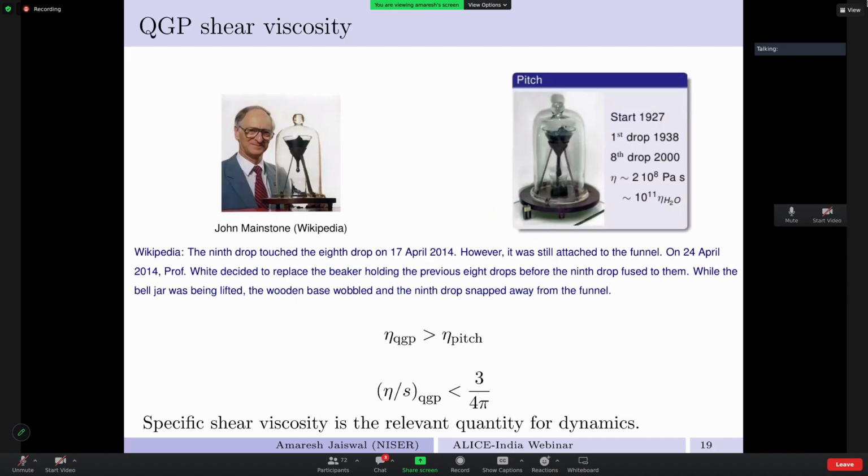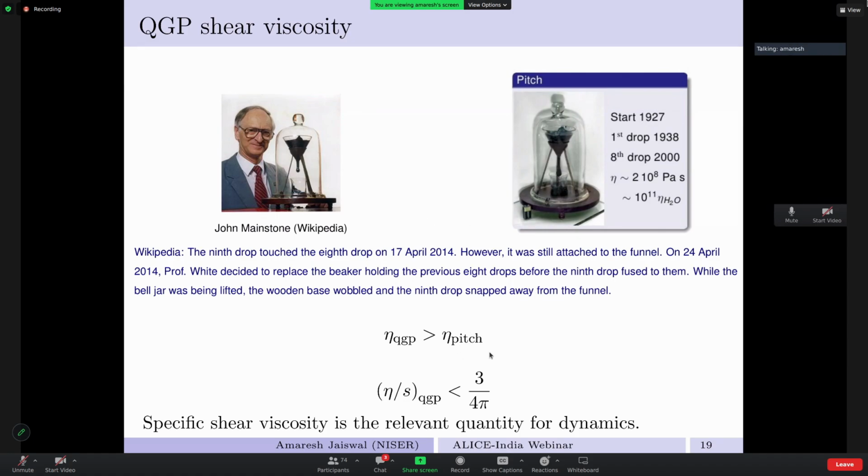All right. So just to compare with some viscosities, this is a very famous experiment, by the way, you can find it on Wikipedia. There's a tar drop falling every decade or so, and they measure the shear viscosity of tar to be 10 to the power 11 times that of water. But QGP, whatever this thing is, has shear viscosity even larger than that of pitch.